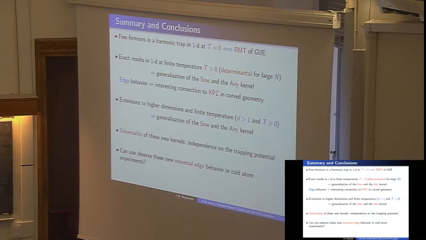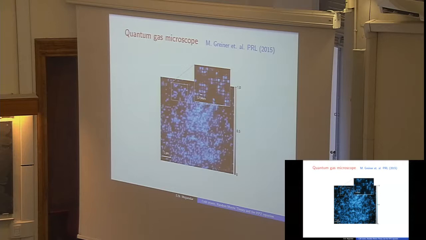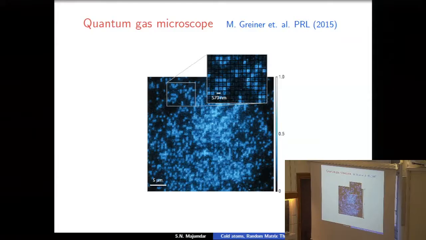And given the rapidity with which these experiments are progressing, for example, I showed you this picture before, this quantum gas microscope. This is exactly this two-dimensional free fermion gas in a harmonic trap. They have the pictures, they can actually get a picture of these fermion positions. So now you just have to measure them and compare with the theoretical predictions, basically, okay? So this is the hope that this will happen sooner or later, okay?